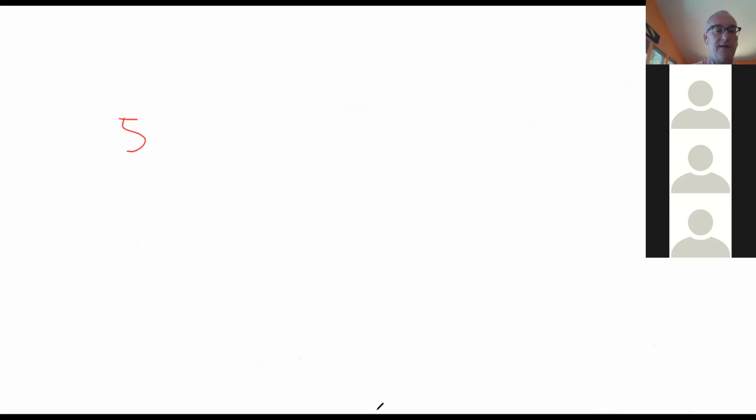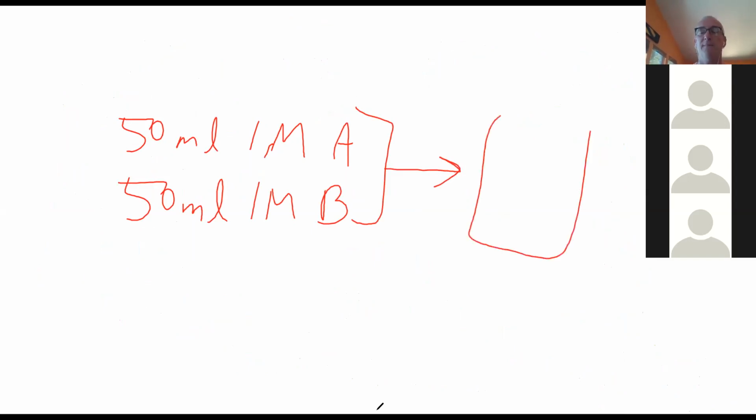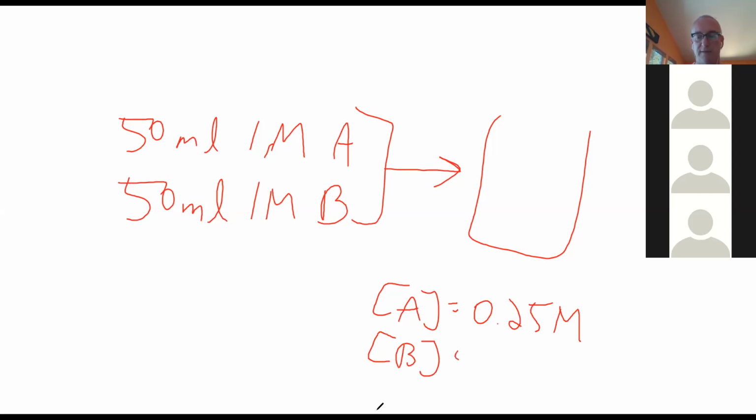I take 50 mils of 1 molar A and add 50 mils of 1 molar B, and I put them together in my beaker and measure the concentration. My concentration of A is now 0.25 molar, and my concentration of B is 0.125 molar, and my concentration of C is now 0.25 molar.